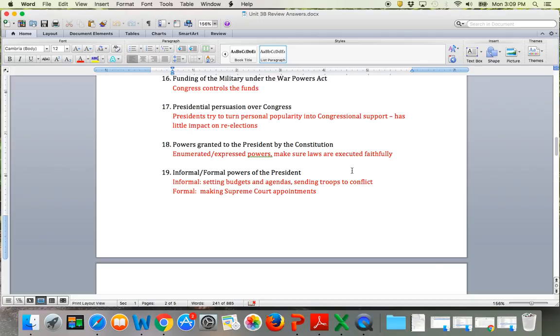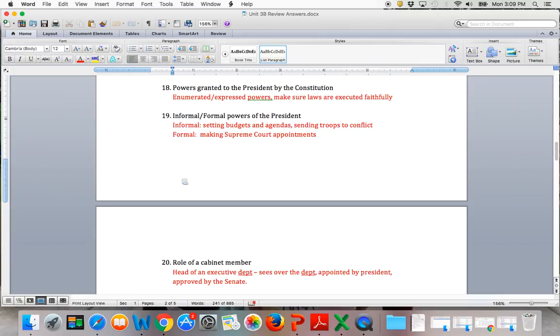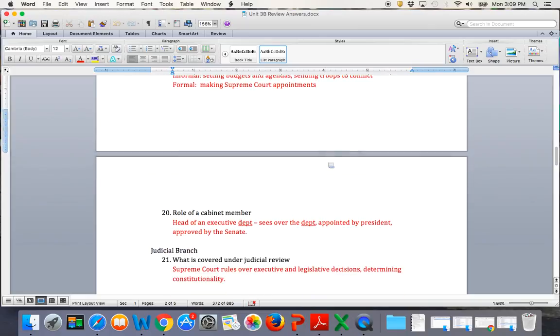Powers granted to the President by the Constitution are enumerated or express powers. Enumerated powers are powers that the President has but are limited. Express powers are strictly in the Constitution. For example, the President is the Commander-in-Chief. Informal powers, again, are setting budgets and agendas, sending troops to conflict. Formal powers are strictly stated in the Constitution, like making Supreme Court appointments.